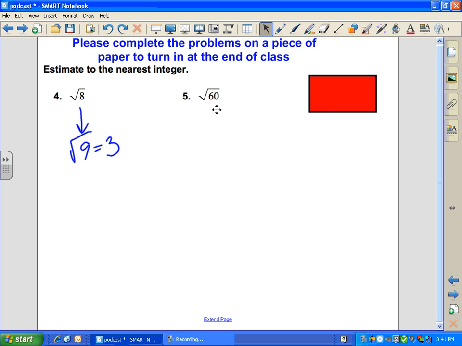The square root of 60. I'm going to ask myself, what are my perfect squares? Well, I know that 64 is a perfect square, and I know that 49 is a perfect square. I do believe that 60 is closer to 64 than 49. So I'm going to estimate the square root of 60 to be the square root of 64, which is 8. Again, this is just an estimate. It's not an exact answer.